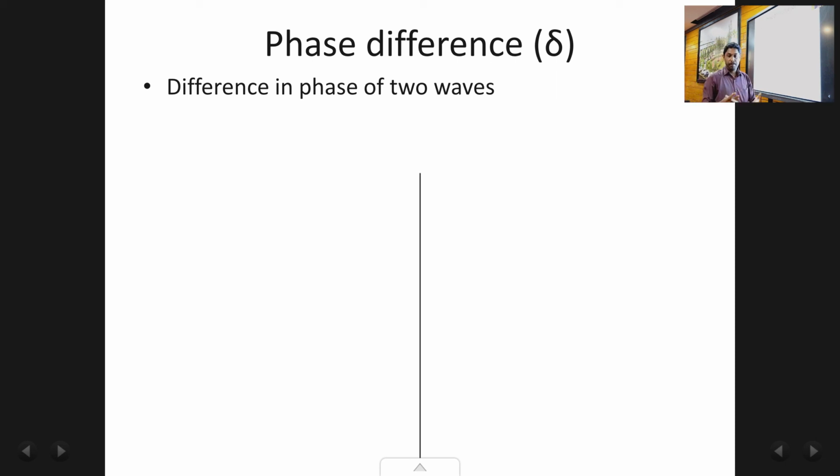Now, there are many cases possible for phase difference, but in this chapter of interference, what is important for us is only two special cases: what is meant by waves in phase and waves out of phase. Because based on this, we will be further defining what is constructive interference and destructive interference. This part of the lecture is very important, so I will continue with this in the next class because it will take slightly more time. In the next class I will be continuing this about phase difference.